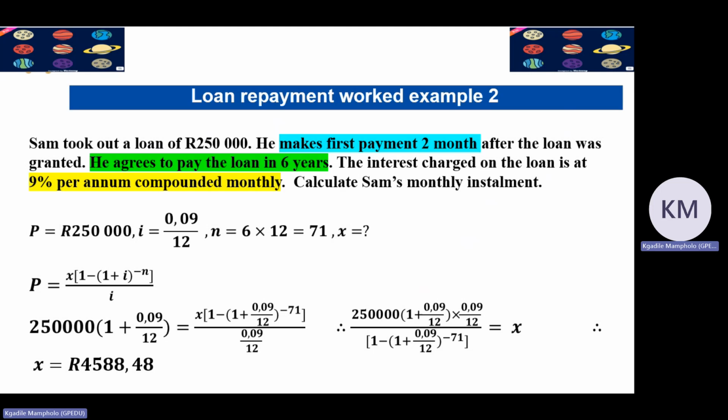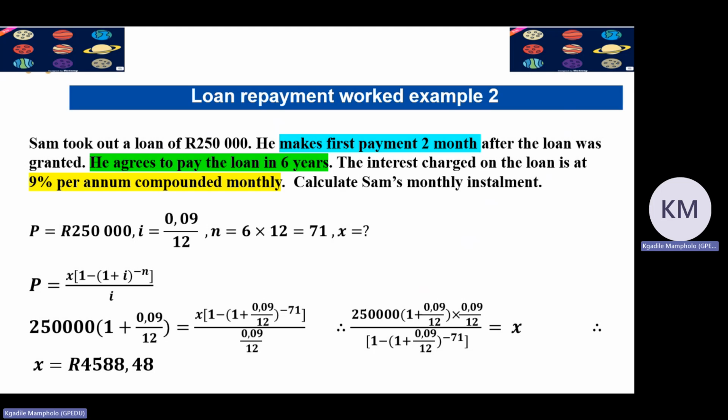Now, in this case, P will be the loan, which is 250,000. Then your I will be 9 divided by 100, which is 0.09 over 12. And then N would be 6 times 12, which is 72. But now, because it started 2 months after that, then it will be 71. Then we're supposed to say -1 there because they started 2 months later. Remember this, you were supposed to make monthly payments for 72 months, but now it started 2 months after that.